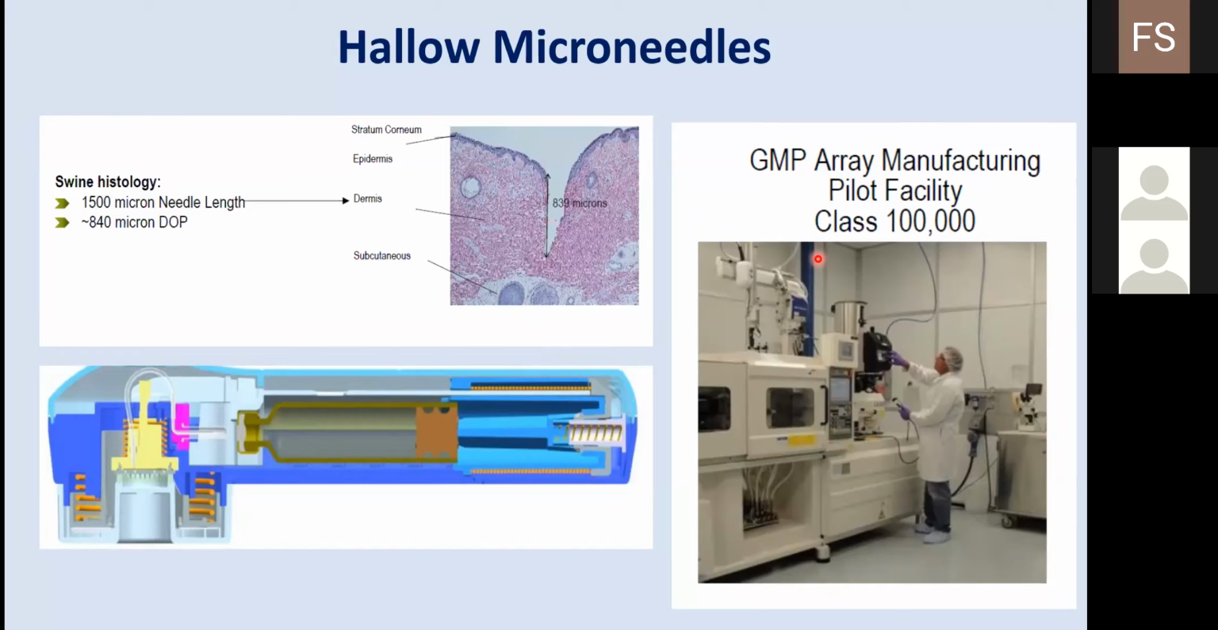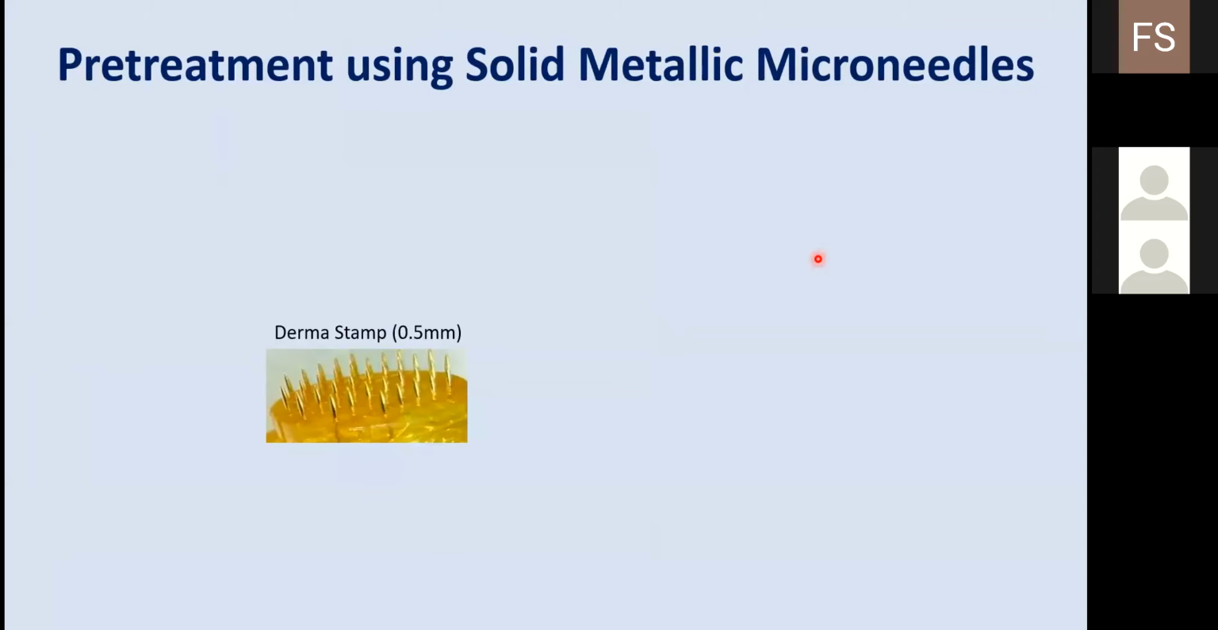So moving forward, I will start with the solid microneedles. The solid microneedles are basically microneedles made up of either metals or polymers. I'm starting with the metallic microneedles. What you see here is called a derma stamp. This is about 0.5 millimeter, that's about 500 micrometer microneedles. So we use these microneedles basically as a pre-treatment device. Meaning that before you apply the formulation, you pre-treat the skin with these microneedles, open up the skin, make micropores, and then apply the formulation on top of it and see if it would enhance the delivery, right?